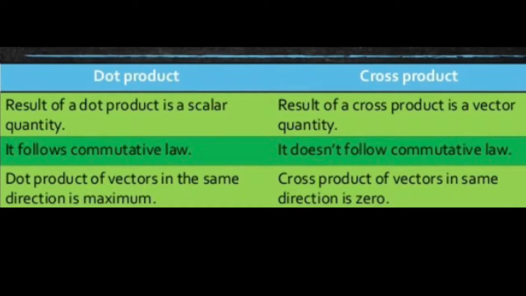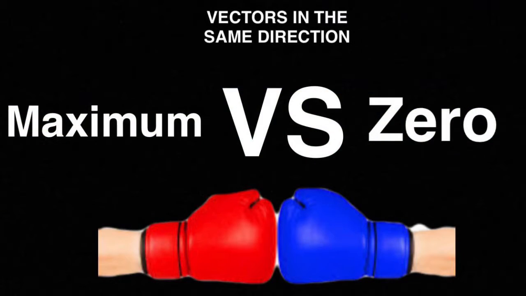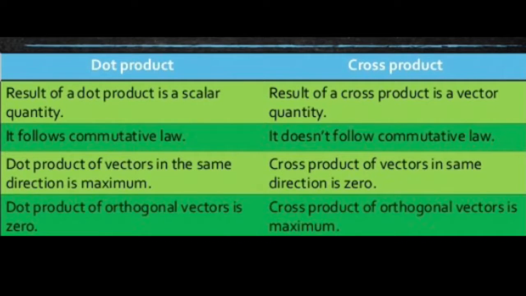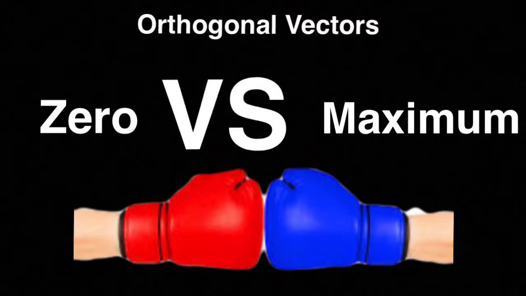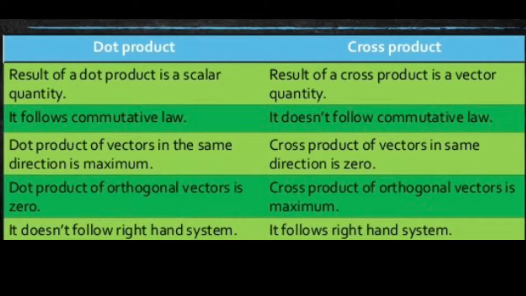The dot product of vectors in the same direction is maximum. The cross product of vectors in the same direction is 0. The dot product of orthogonal vectors is 0. The cross product of orthogonal vectors is the maximum. The dot product does not follow the right-hand system, but the cross product does.